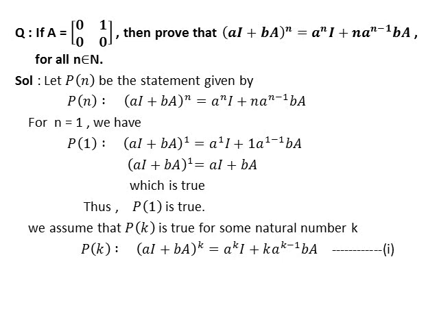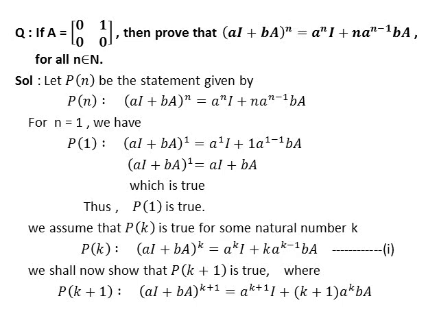So, we get (AI plus BA) whole raised to power k equals A raised to power k into I plus k A raised to power k minus 1 into BA. Now, using this assumption, we shall prove that the result is true for n equals k plus 1. That is, (AI plus BA) whole raised to power k plus 1 equals A raised to power k plus 1 into I plus k plus 1 into A raised to power k BA.